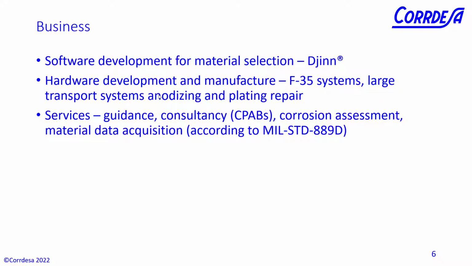As a business, Cordesa develops software for material selection. I'll introduce our main software, Corrosion Gin. We also do a lot of engineering services, and we've developed techniques, workflows and simulation capability that we've used to develop our own hardware. For instance, we recently developed and deployed hardware for mobile plating and anodizing of aerospace components. And we provide ad hoc services to some clients: guidance, consultancy, corrosion panel advisory boards, corrosion assessment and so on.